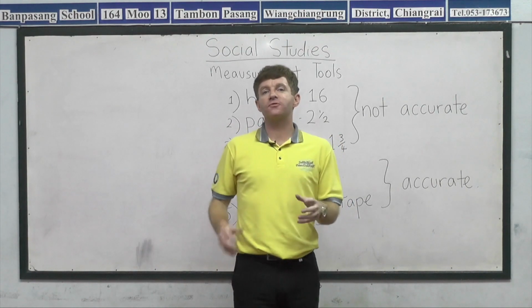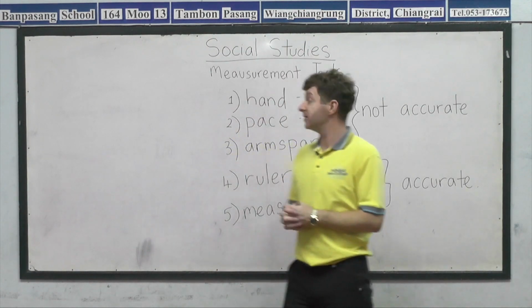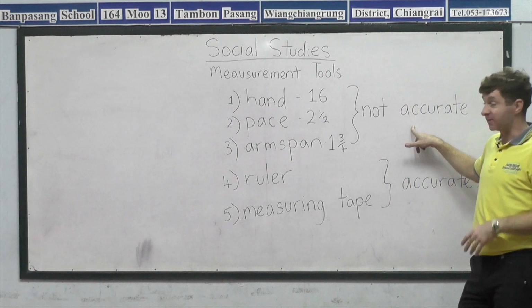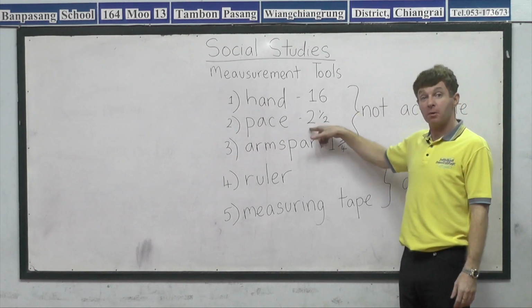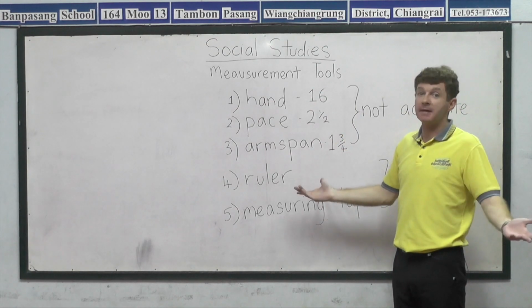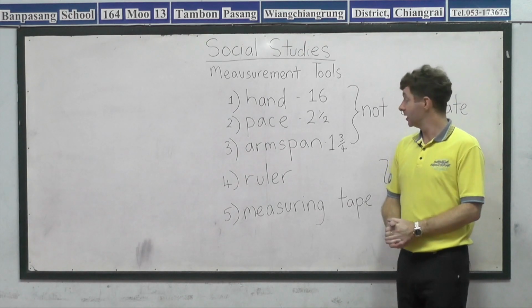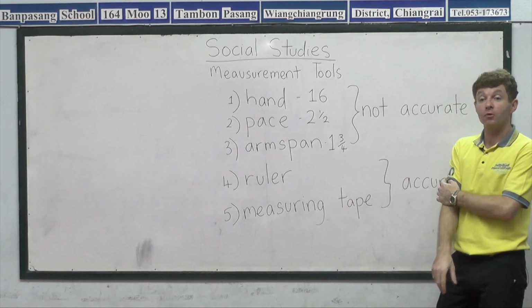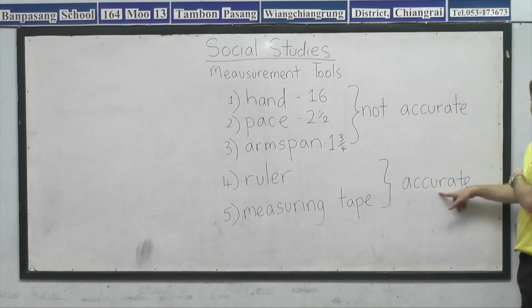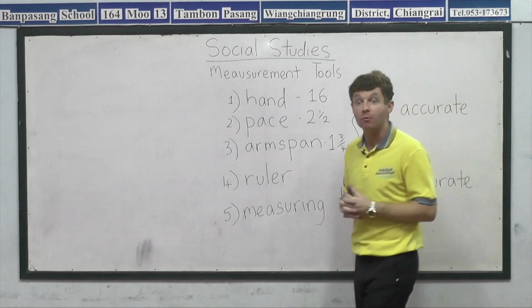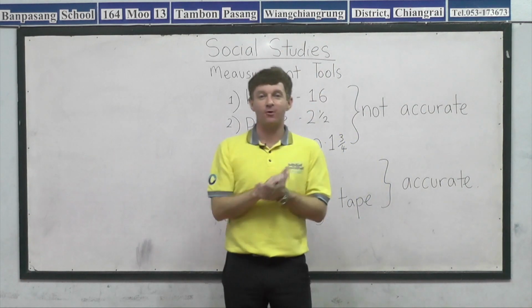But what do we notice about them 3 measurements, guys? They are not accurate. That means that if somebody else comes to measure, they might be different because we have different sized bodies. But our next 2 measurement tools are what we call accurate. So, who would like to demonstrate the ruler? Prel, come and join me at the front.